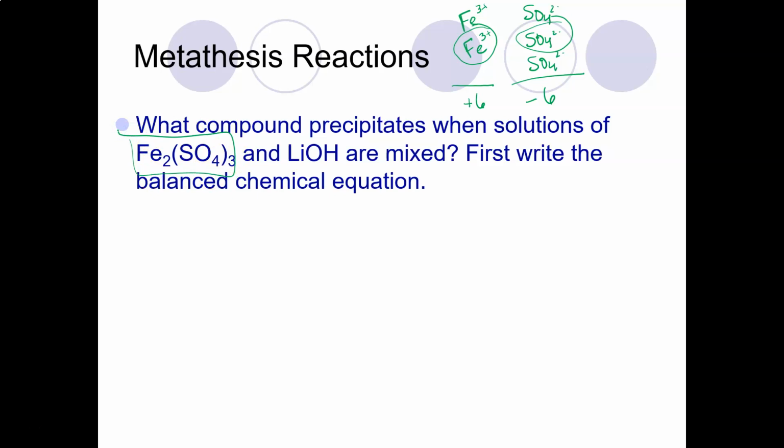And then my second compound, lithium hydroxide. Well, Li, if I look at it on the periodic table, it's in group 1, so it has a +1 charge. And hydroxide, just like the last example, is a polyatomic ion with a -1 charge. So those are my 4 ions. Now I need to pair them up to be what my products are going to be.